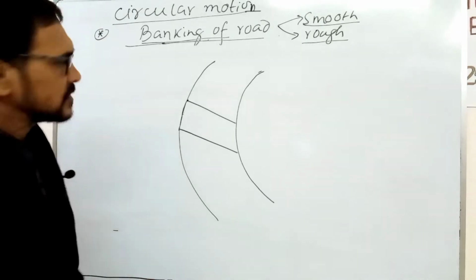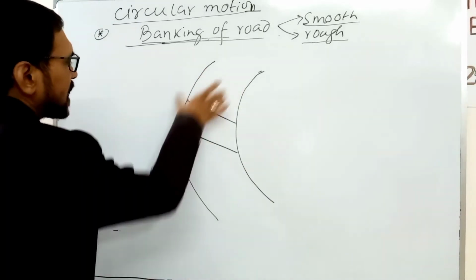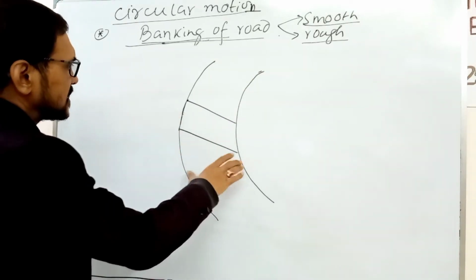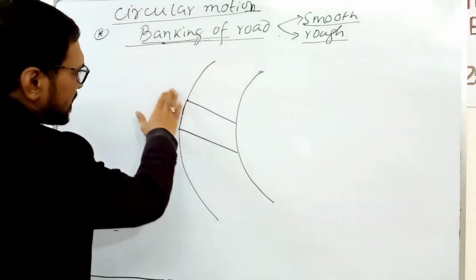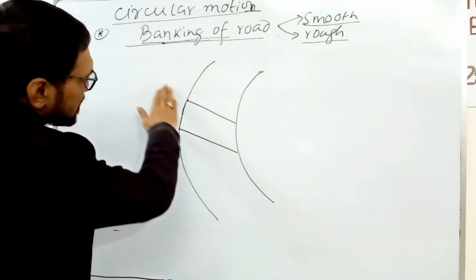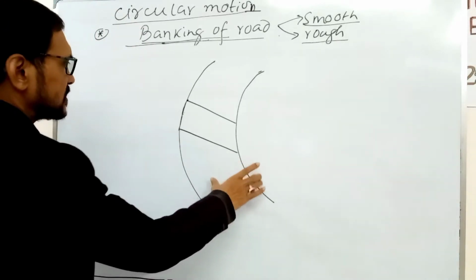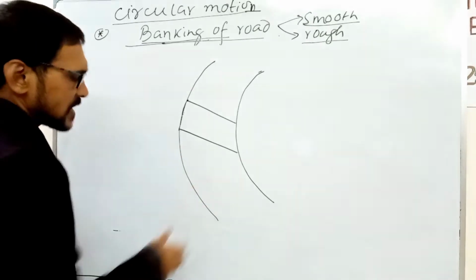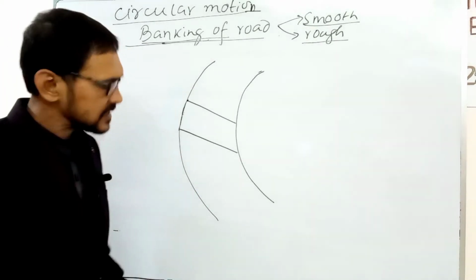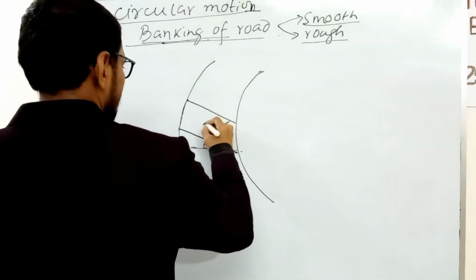Suppose the metro track or the path for climbing a hill is a circular track, and this track is inclined. So what is the purpose of inclination when the path is in the form of a circular track? I will discuss why the track is kept higher on the outside than the inner side.